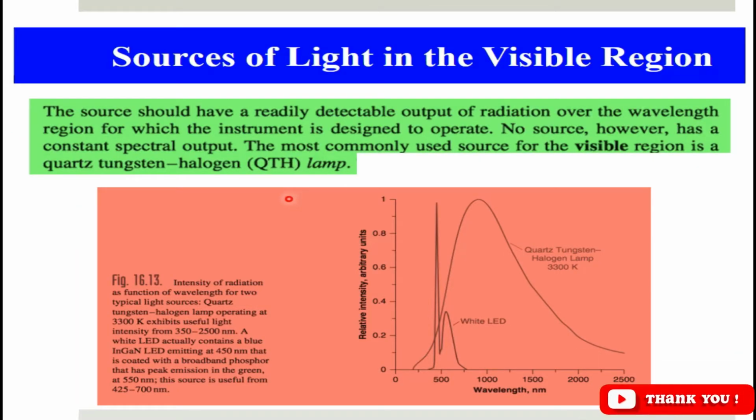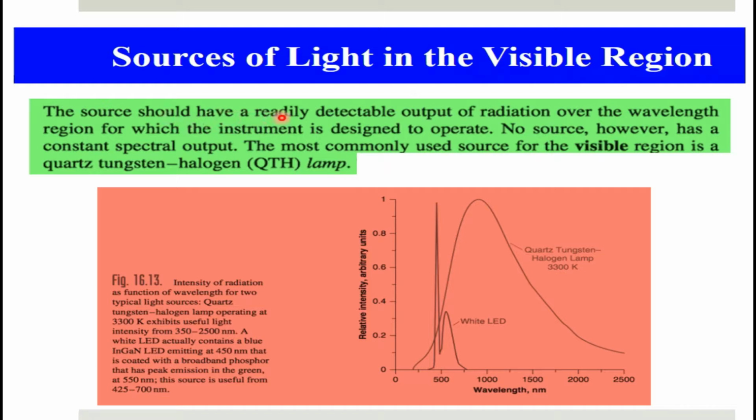In the previous discussions, we have studied in detail different parts of spectrophotometers, whether single beam or double beam, and briefly we have also discussed the sources of light in single beam or double beam spectrophotometers. So in this lecture we will study in detail sources of light either in the visible region, the UV region, or the IR region. First we will discuss the source of light in the visible region.